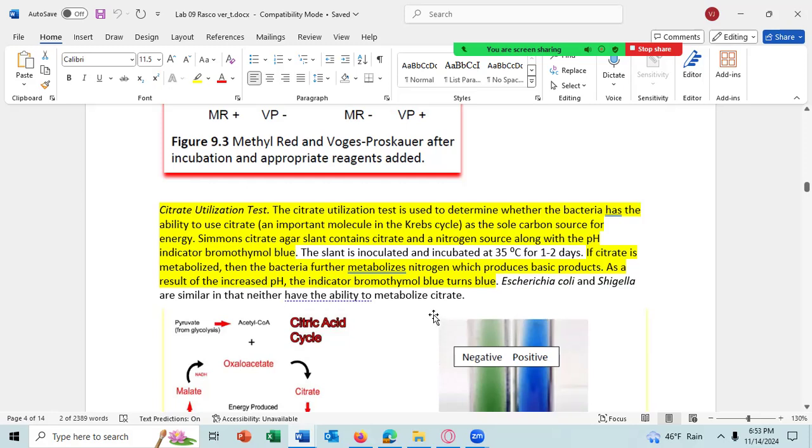Oh, I do know one off the top of my head, which is positive. What the heck is that called? It's not a gram negative, but it's in the unknown project. Micrococcus varians is citrate positive.